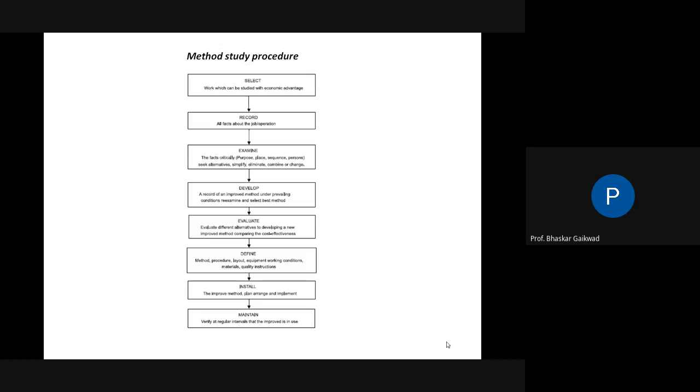So here everywhere you have to use this process or method study: select, record, examine, evaluate, define. What is the actual purpose for developing these new methods? Explain to all management, supervisors, workers. If they agree, then you have to go for installation. And after installation, you have to maintain this for doing that particular production.